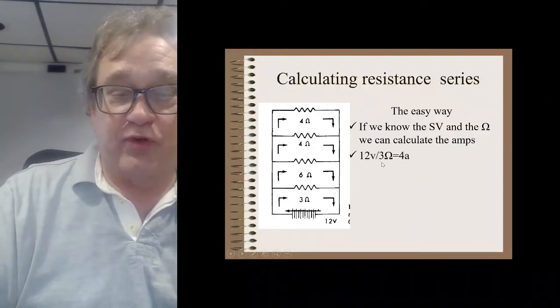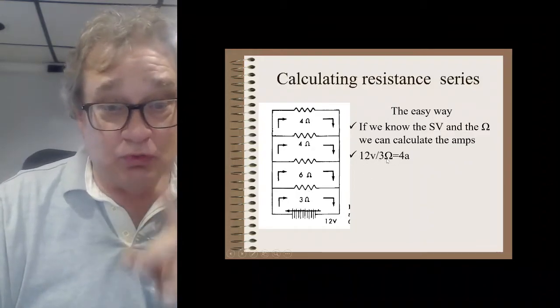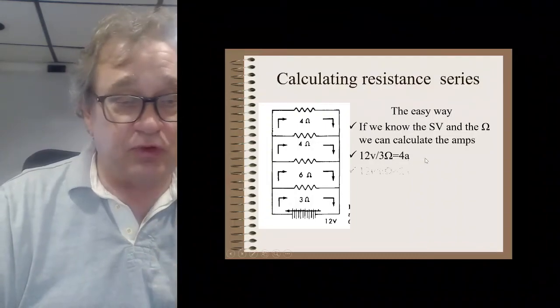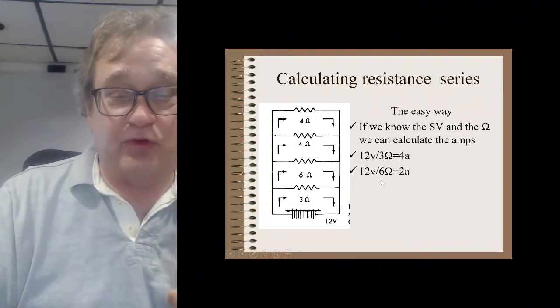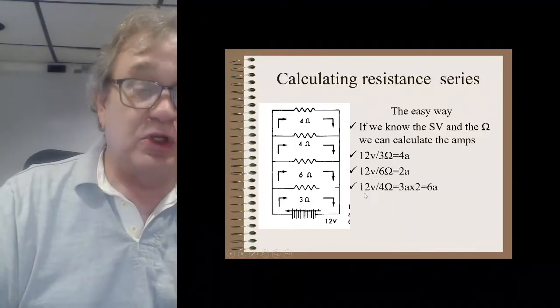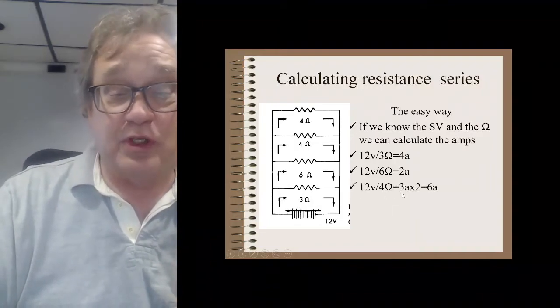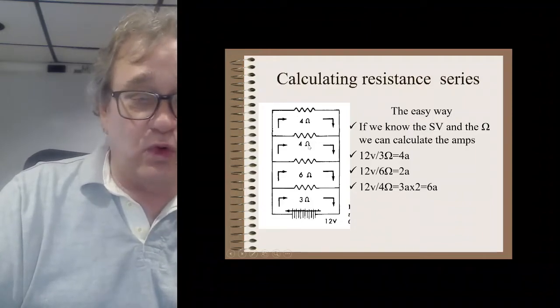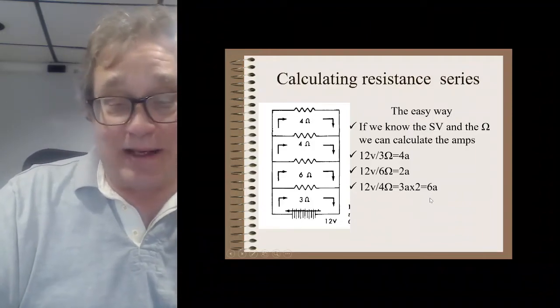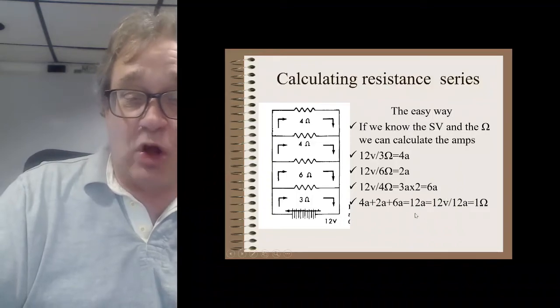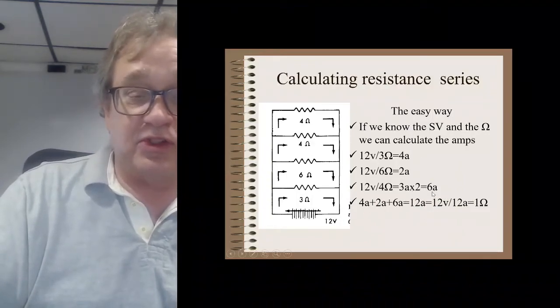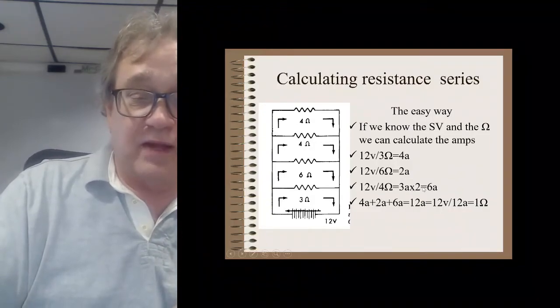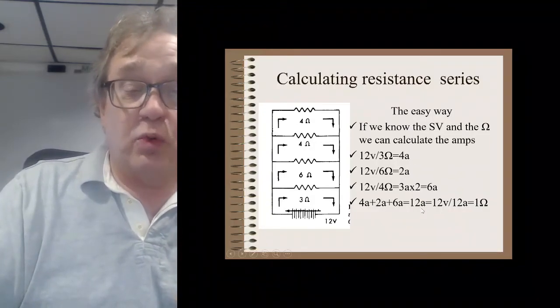12 volts divided by 3 ohms. This is Ohm's law, gives me 4 amps. 12 volts divided by 6 ohms gives me 2 amps. 12 volts divided by 4 ohms gives me 3 amps. But I have 2 of them, so that gives me 6 amps. Get it? And I can add them all up, 4 plus 2 plus 6 and 6, right? That gives me 12 amps.